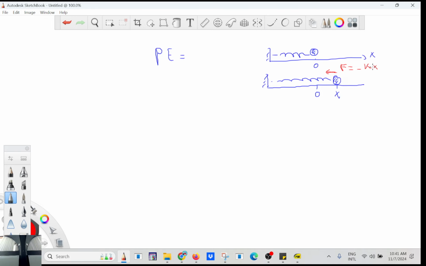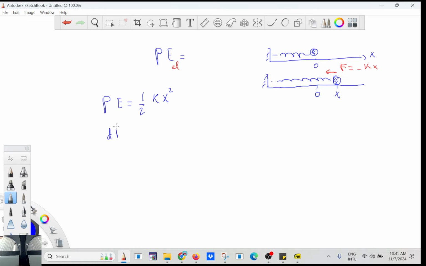Okay, and because you are doing work on it, you are transferring energy. And it's being stored inside the spring, and that will be called potential elastic energy. Agree? Okay, so far so good. Now I want you to see something. So potential elastic energy equals, I'm going to put it as one half, so it will be 1/2 k x squared.